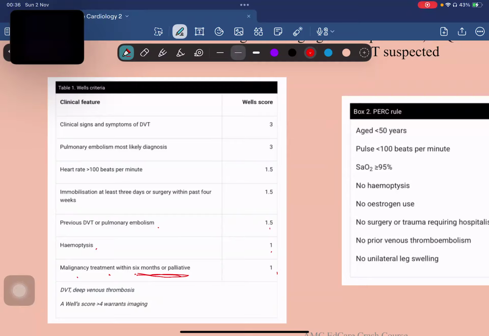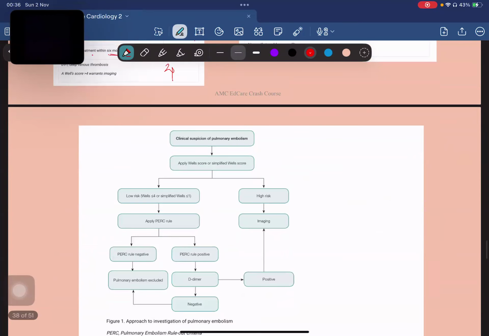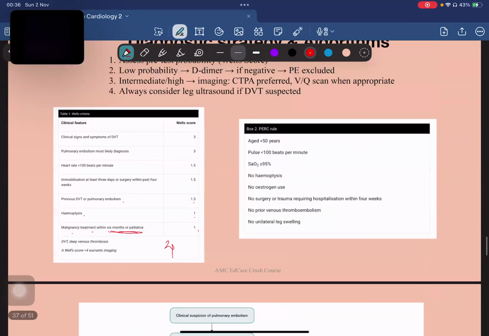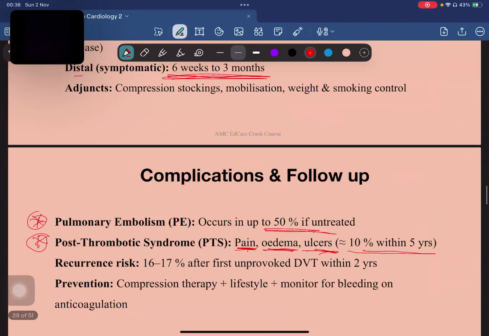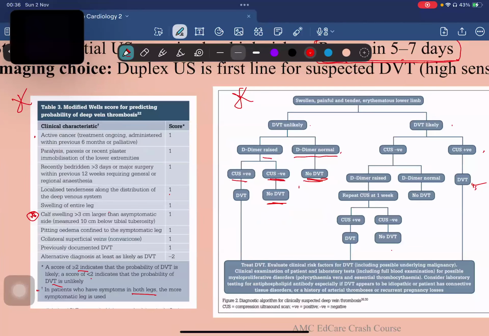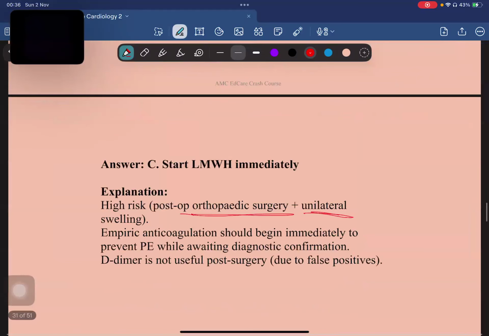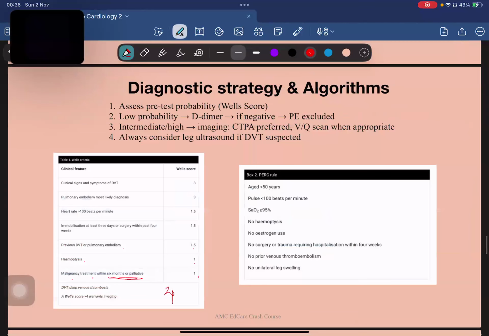So in here, if the Wells score is more than 4, you would want to go for imaging. Anything 4 or less should be low risk. So this is the Wells score criteria, but there's another Wells score, a modified one, which we came across when it comes to deep vein thrombosis. It's different from that, so don't try to mix those up. Like I said, the best is to keep coming back to these guidelines. That way you will remember it.